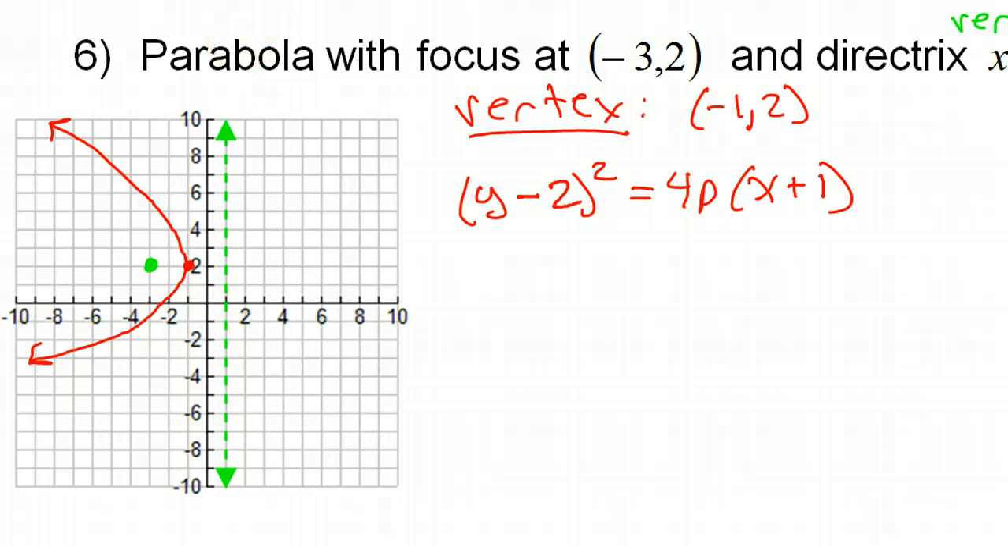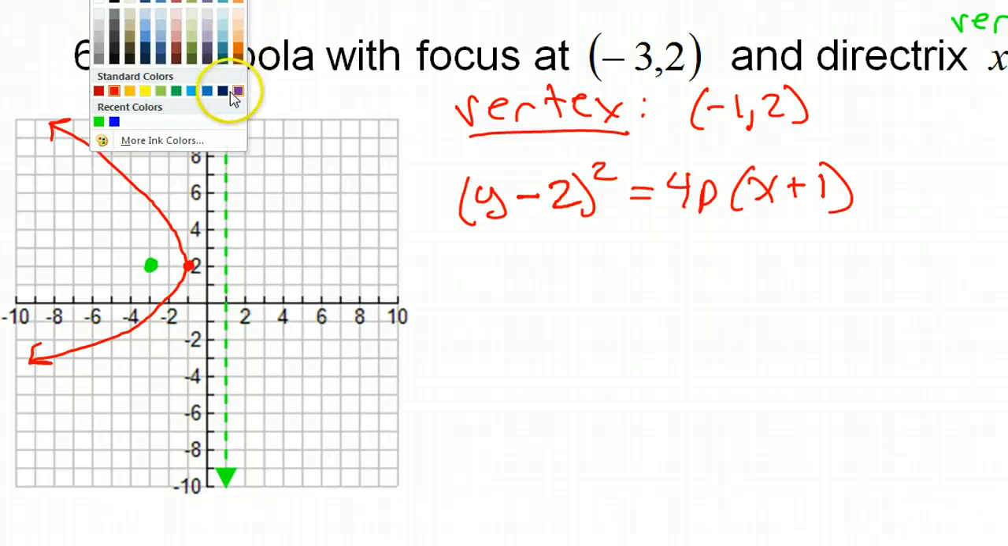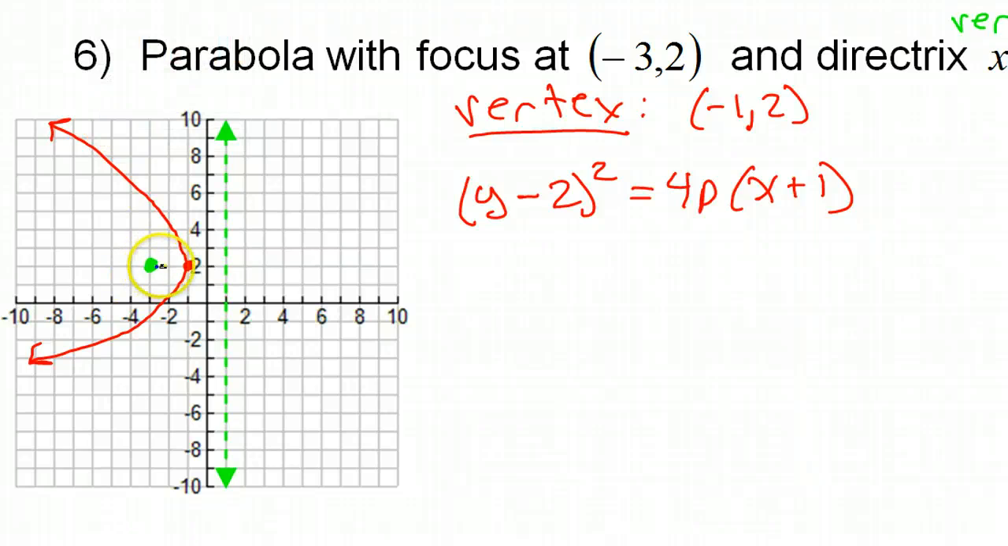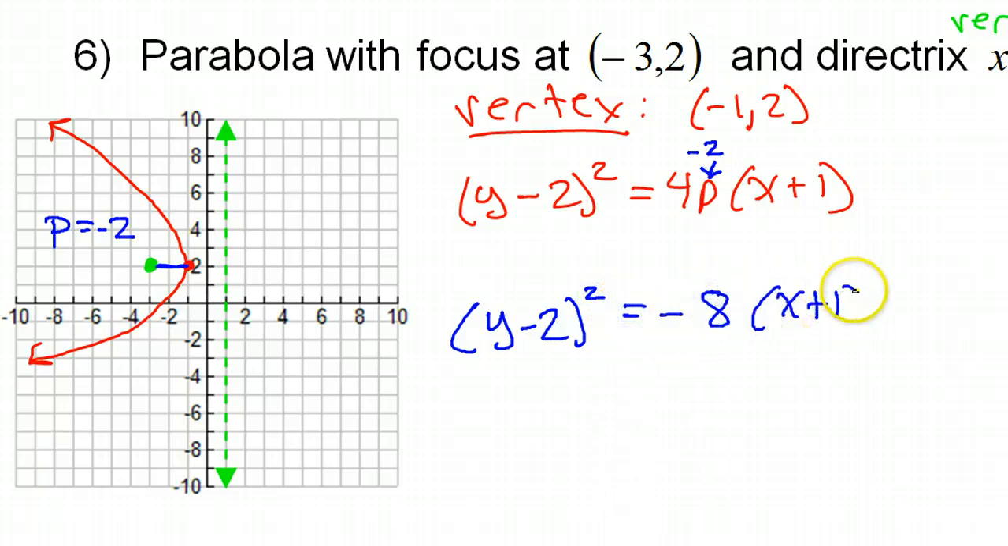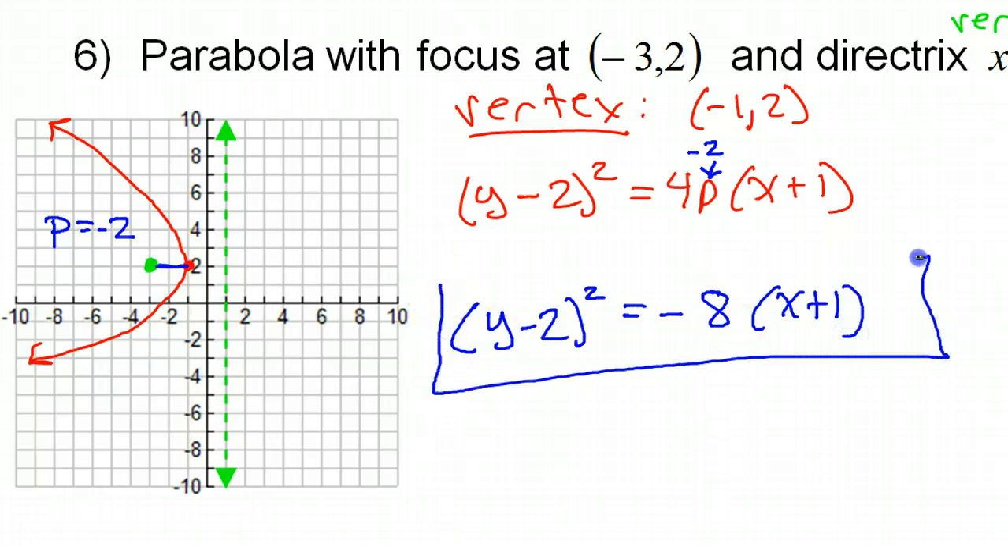Well, guys, the p-value is just this value right here, between the focus and the vertex. So that tells me that p is negative 2 because it's to the left. So if I plug in a negative 2 right here, 4 times negative 2 is negative 8. So that would give me a final answer of y minus 2 squared is equal to negative 8 times x plus 1. Okay, so that would be your answer for number 6.